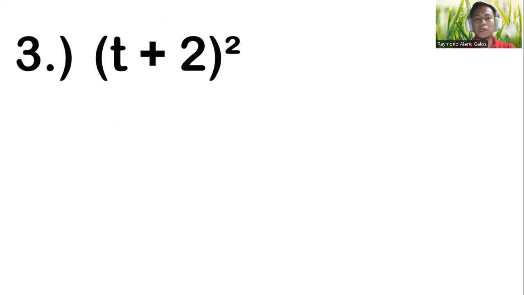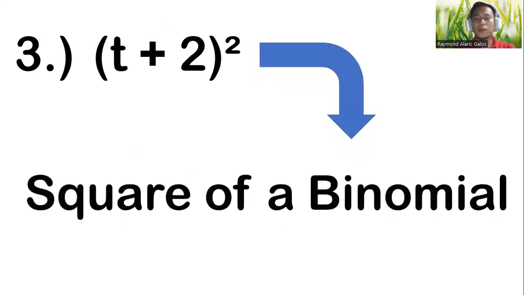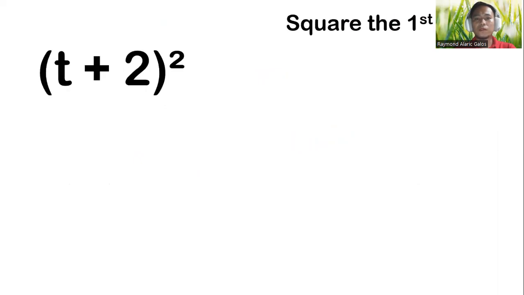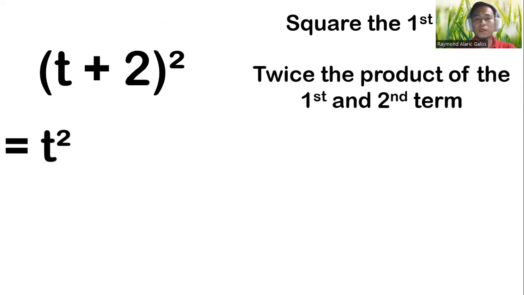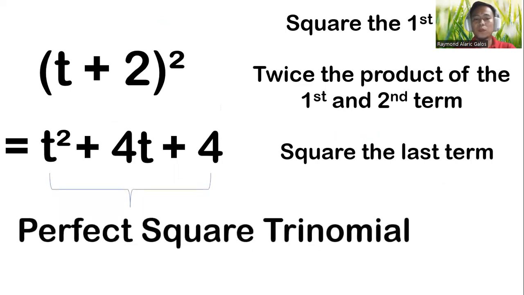What about t plus 2 squared? This is an example of a square of a binomial. And in doing this, we are going to follow 3 steps. First, we have to square the first term. So we have t squared. Twice the product of the first and the second term. So therefore, we have positive 4t. Then square the last term. So we have positive 4. Final answer is t squared plus 4t plus 4, a perfect square trinomial.